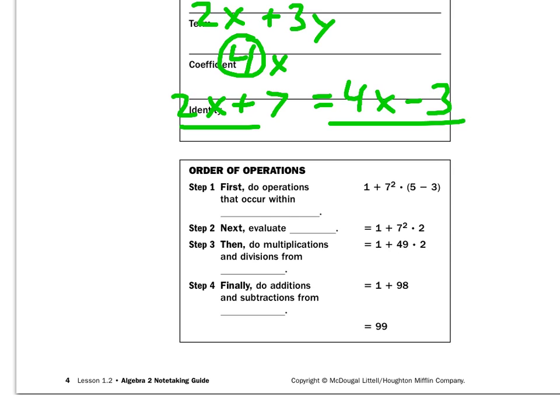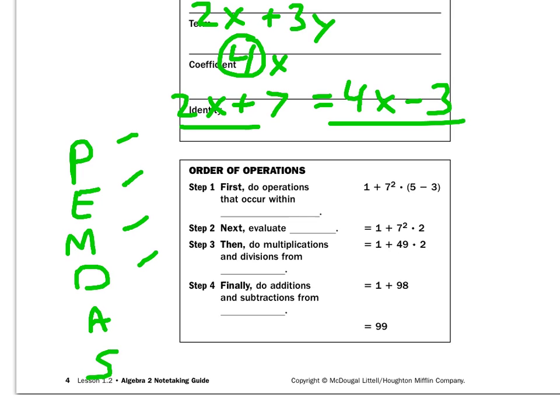There you go. Order of operations. I hope you guys have heard of, please excuse my dear Aunt Sally. And that's parentheses, if you remember. And then exponents, then multiplication, then division, then addition, then subtraction. Or PEMDAS, maybe you heard it as. Same thing here, order of operations.